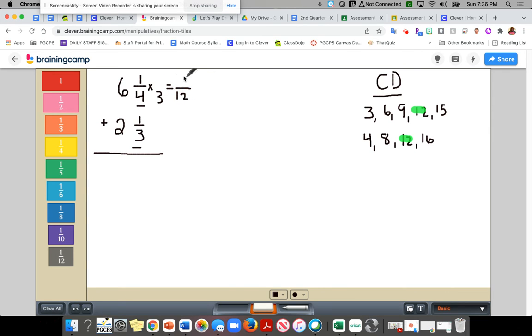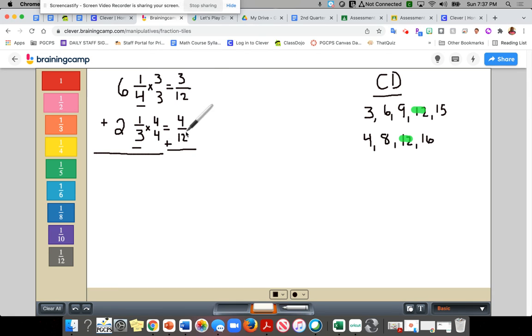But in order to get the numerator correct, I also have to multiply the 1 times 3, which gets me a 3. Now to do the bottom number, you have to multiply 3 times 4 because 4 times 3 equals 12. And then whatever you do to the bottom, you have to do to the top. 1 times 4 equals 4. So there I have my two fractional parts, which are 3/12 and 4/12.